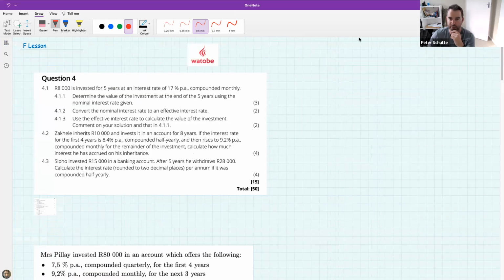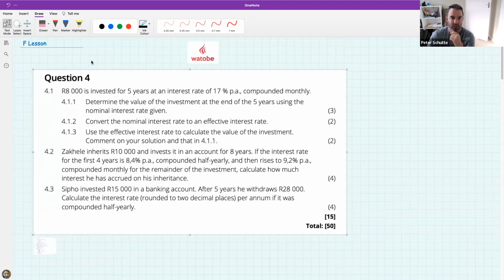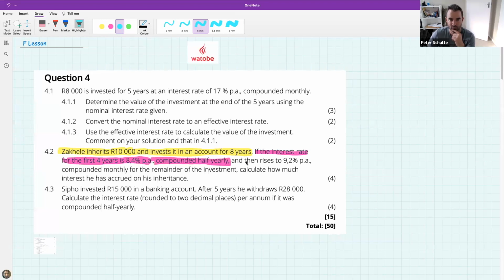Here is a typical financial maths exam question, but we are just going to focus in on one of the questions. So let me point out which one it is. We are going to focus on the one: Zakele inherits 10,000 Rand. Wouldn't that be awesome? And invests it in an account for 8 years. If the interest rate for the first 4 years is 8.4% compounded half yearly, and then it rises to 9.2% per annum compounded monthly for the remainder of the investment. The question is, calculate how much interest he has accrued on his inheritance.